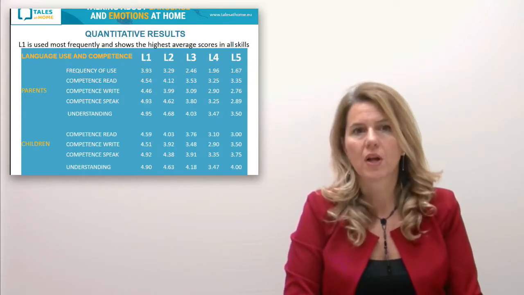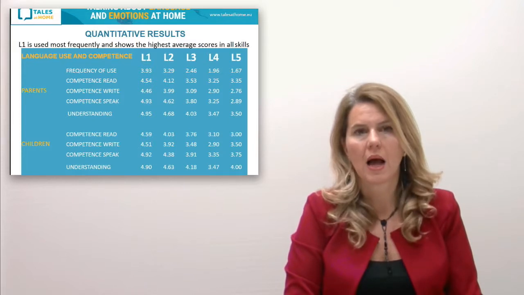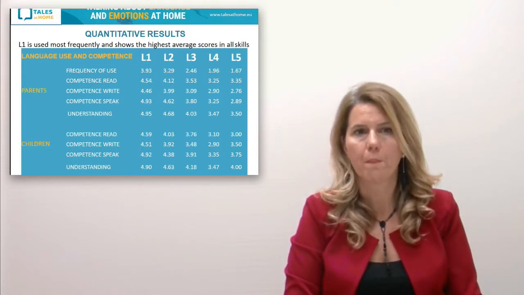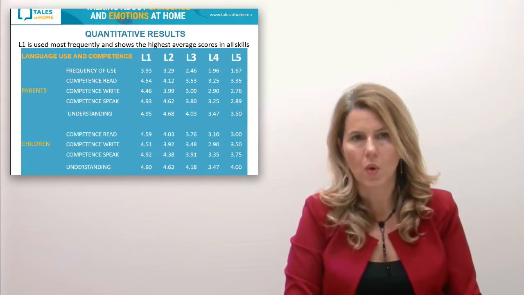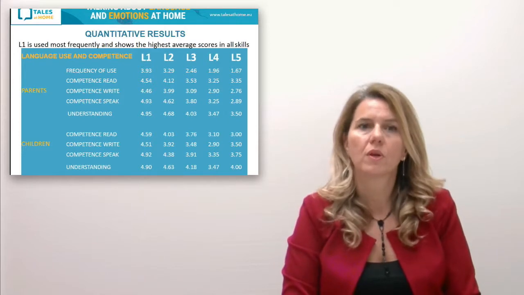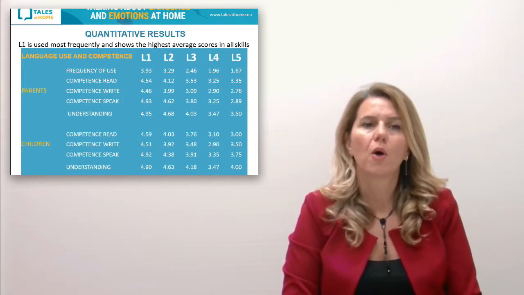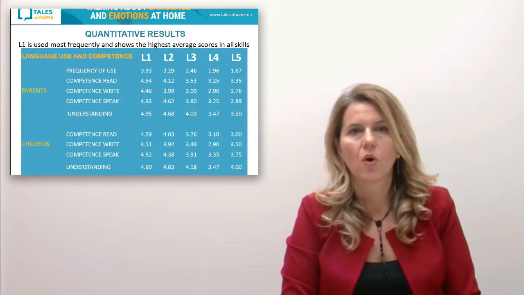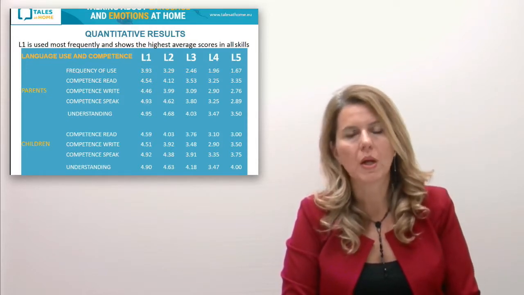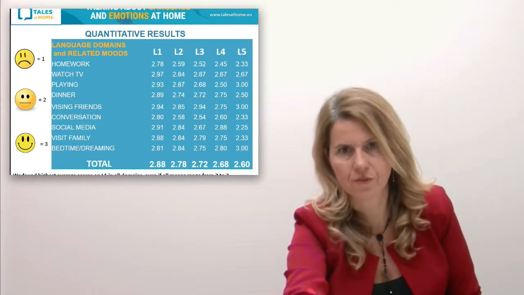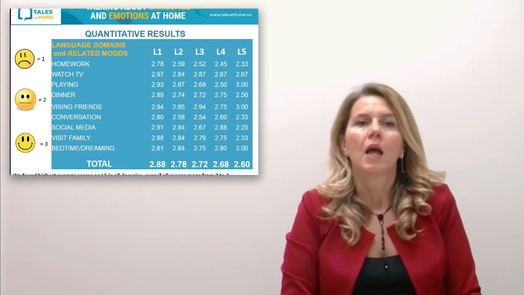And the most frequently used languages are also the languages in which people feel they have more competencies. So the frequency of use is higher for language 1, but also the competence in reading, writing, speaking, and understanding is higher for language 1, both for parents and for children, and it is followed by language 2, and so on for languages 3, 4, and 5.